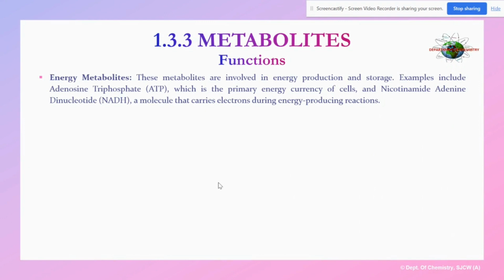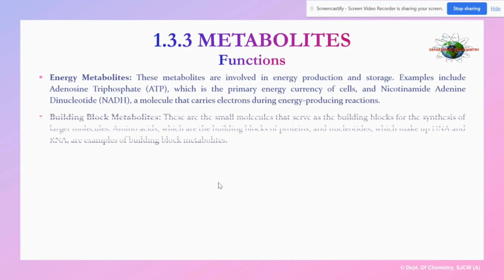Functions of metabolites. Metabolites are further classified based on their functions. Energy metabolites. These metabolites are involved in energy production as well as storage. Examples include ATP, which is the primary energy currency of cells. ATP stands for adenosine triphosphate. And also nicotinamide adenine dinucleotide, which is NAD, a molecule that carries or transports electrons during energy producing redox reactions.